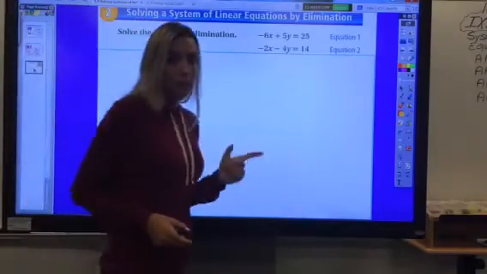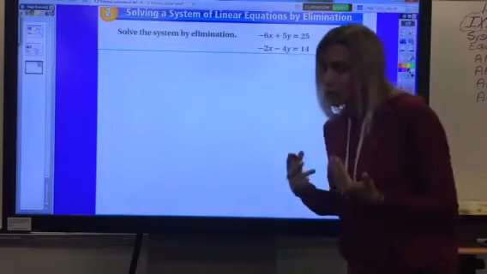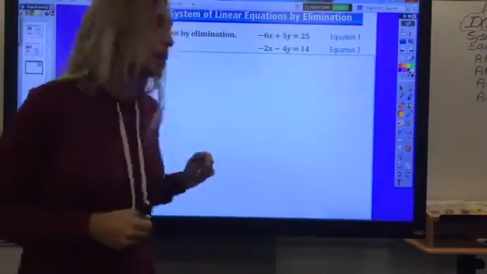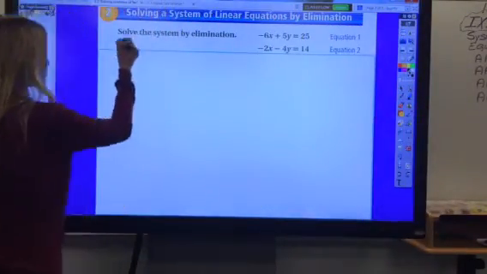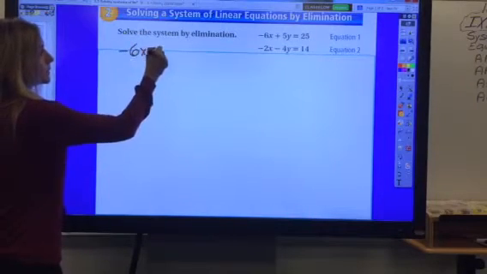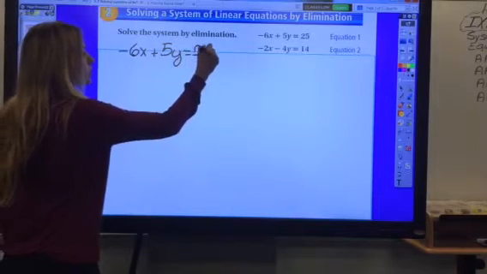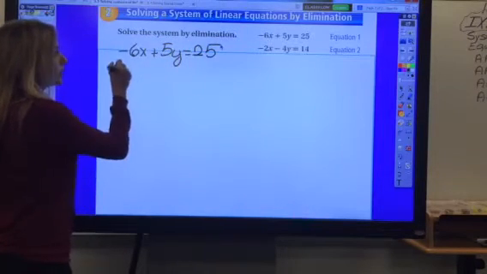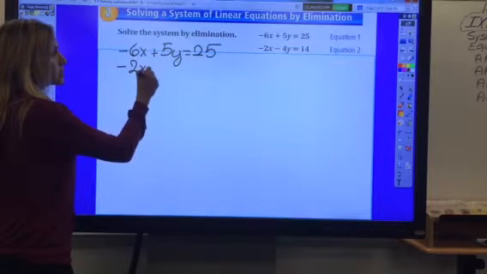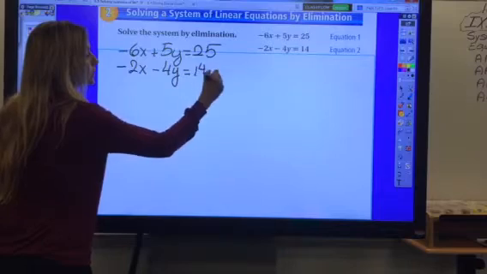Sometimes you're going to see a problem that looks like this, and it's going to be a little bit more difficult, but not by that much. Let's rewrite it. I have negative 6x plus 5y equals 25. I have negative 2x minus 4y equals 14.